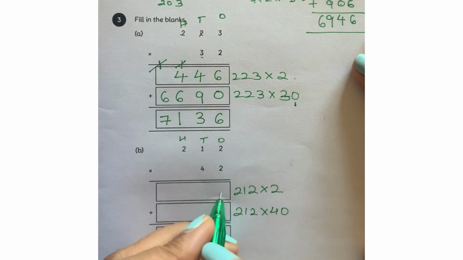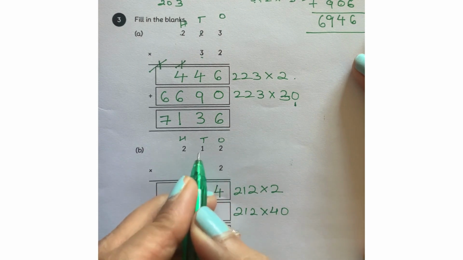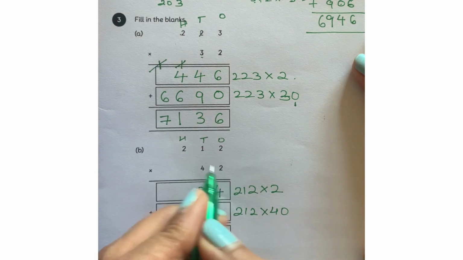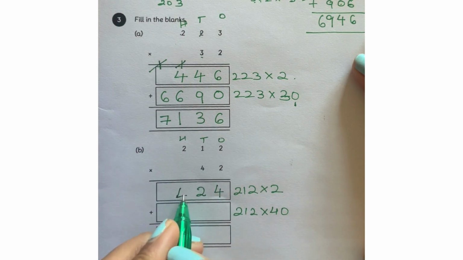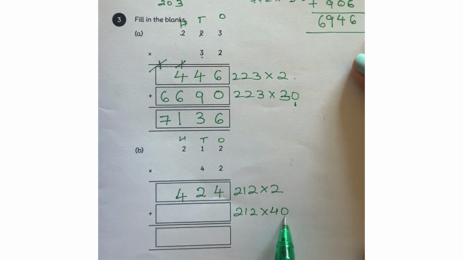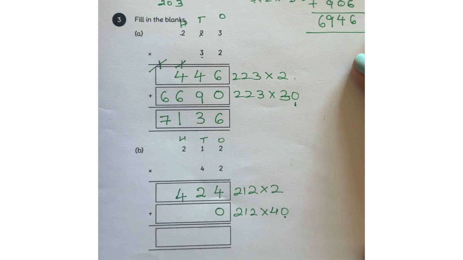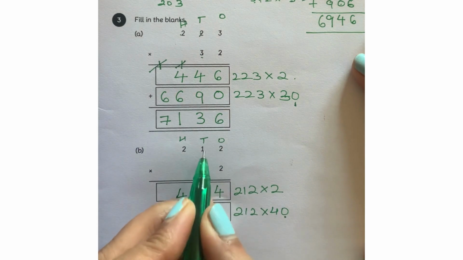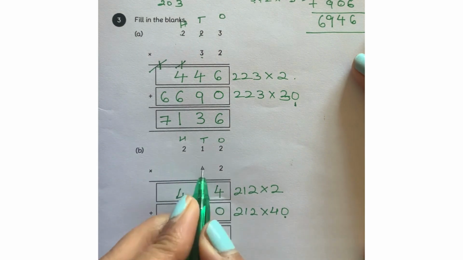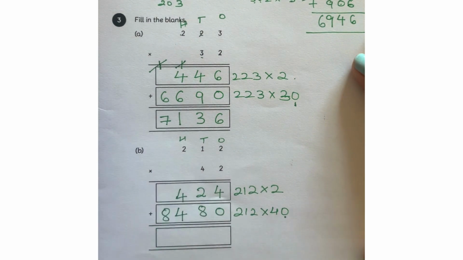So 2 times 2 is 4. 2 times 1 is 2. 2 times 2 is 4. What am I solving for? Tens position. Therefore, my 0 will be placed on ones position. I start. 4 times 2 is 8. 4 times 1 is 4. And 4 times 2 is 8. Perfect. Now we got both the multiplications.